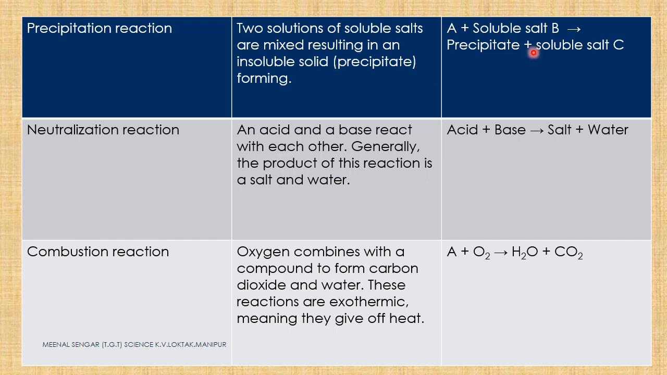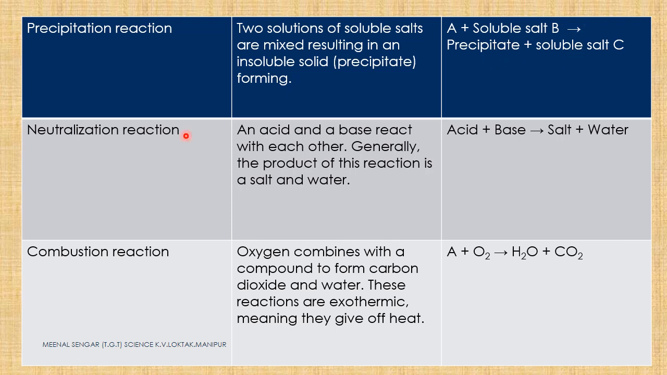That means precipitate is an insoluble solid. When two soluble salts, which are completely soluble in each other, so we can't see another type of salt in that, are mixed and give us a precipitate, then it is known as a precipitation reaction. This is a general equation of a precipitation reaction.